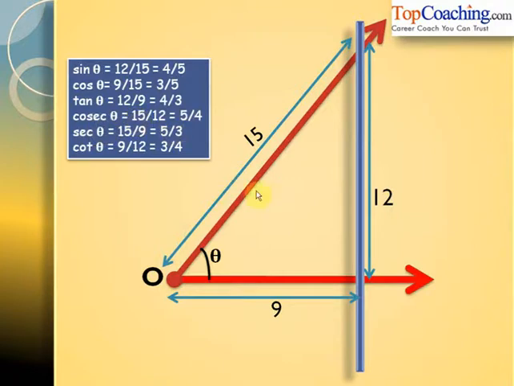Cosec theta is equal to 15 by 12, and that becomes equal to 5 by 4. Sec theta is equal to 15 by 9, which is actually equal to 5 by 3. And the last is cot theta, which is equal to 9 by 12, and that is equal to 3 by 4. So we see that even if we change the position of the stick, the base, height, and hypotenuse change, but angle does not change, and so the 6 trigonometric ratios do not change.